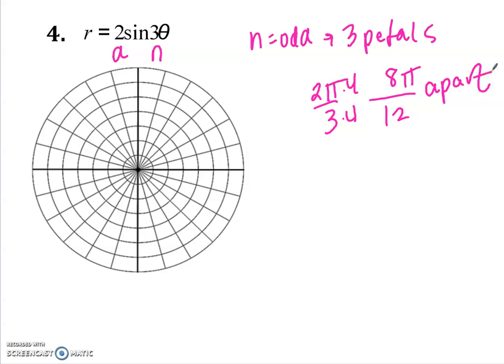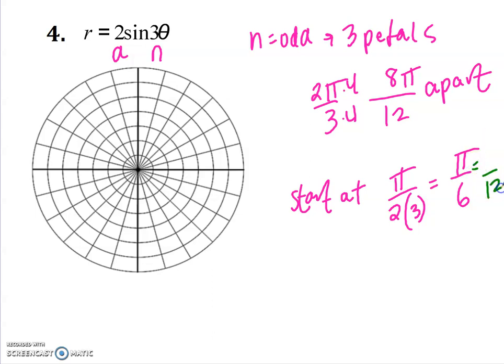Okay, and then where do I start? Okay, it says with sine, you're going to start at pi over 2 times n, which is 3. Okay, you're going to start at pi over 6, and you're like, what? I don't even know where that is. Okay, let's make sure that we know where pi over 6 is. If we turn this into terms of 12, because on top there are 12 of them, we're going to start at the 2 pi over 12.